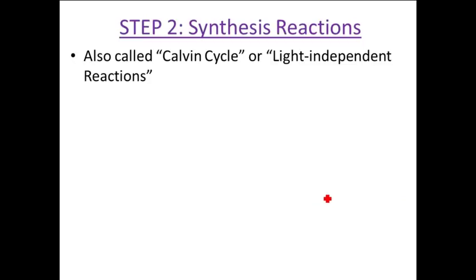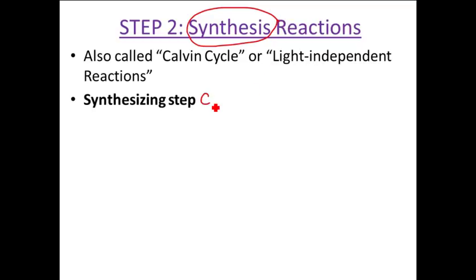Okay, so the second step is called the synthesis reactions. These are also called the Calvin cycle, named after the person who discovered how it works, or the light-independent reactions. I prefer the synthesis reactions because it's descriptive of what it does. Okay, this is the synthesizing step, meaning this is when glucose is made. Okay, so first step, we've just captured the sun's energy, stored it temporarily. Now when we go to step 2, the synthesis reactions, we will actually make the glucose.